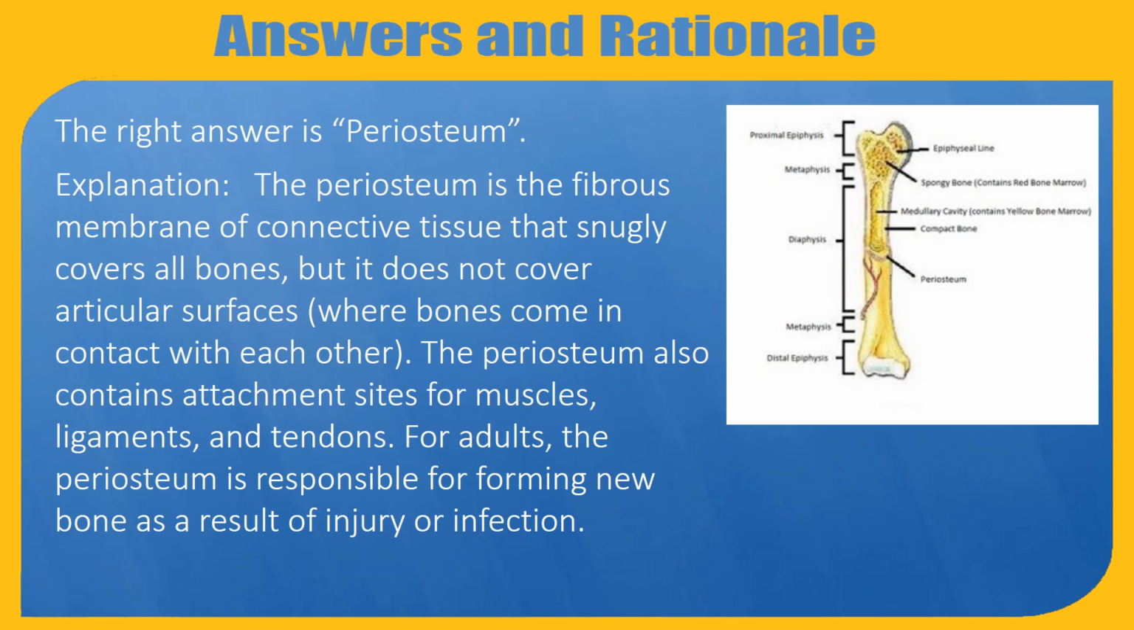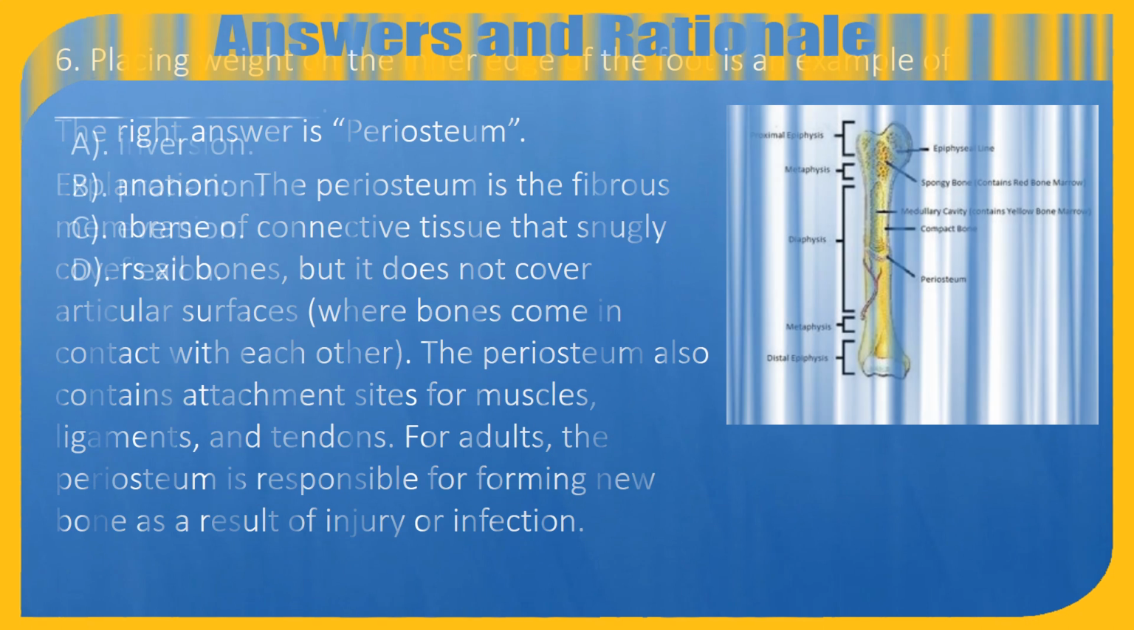Explanation. The periosteum is the fibrous membrane of connective tissue that snugly covers all bones, but it does not cover articular surfaces, where bones come in contact with each other. The periosteum also contains attachment sites for muscles, ligaments, and tendons. For adults, the periosteum is responsible for forming new bone as a result of injury or infection.